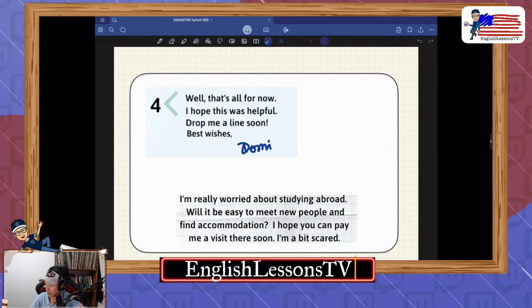Okay, well, that's all for now. I hope this was helpful. Do you remember the drop me a line? So drop me a line soon, meaning write back to me soon. This would be an idiomatic expression. Maybe you could remember this, or maybe you could remember the whole thing, because it's like a very standardized way of saying goodbye. Okay, so this is it about it.